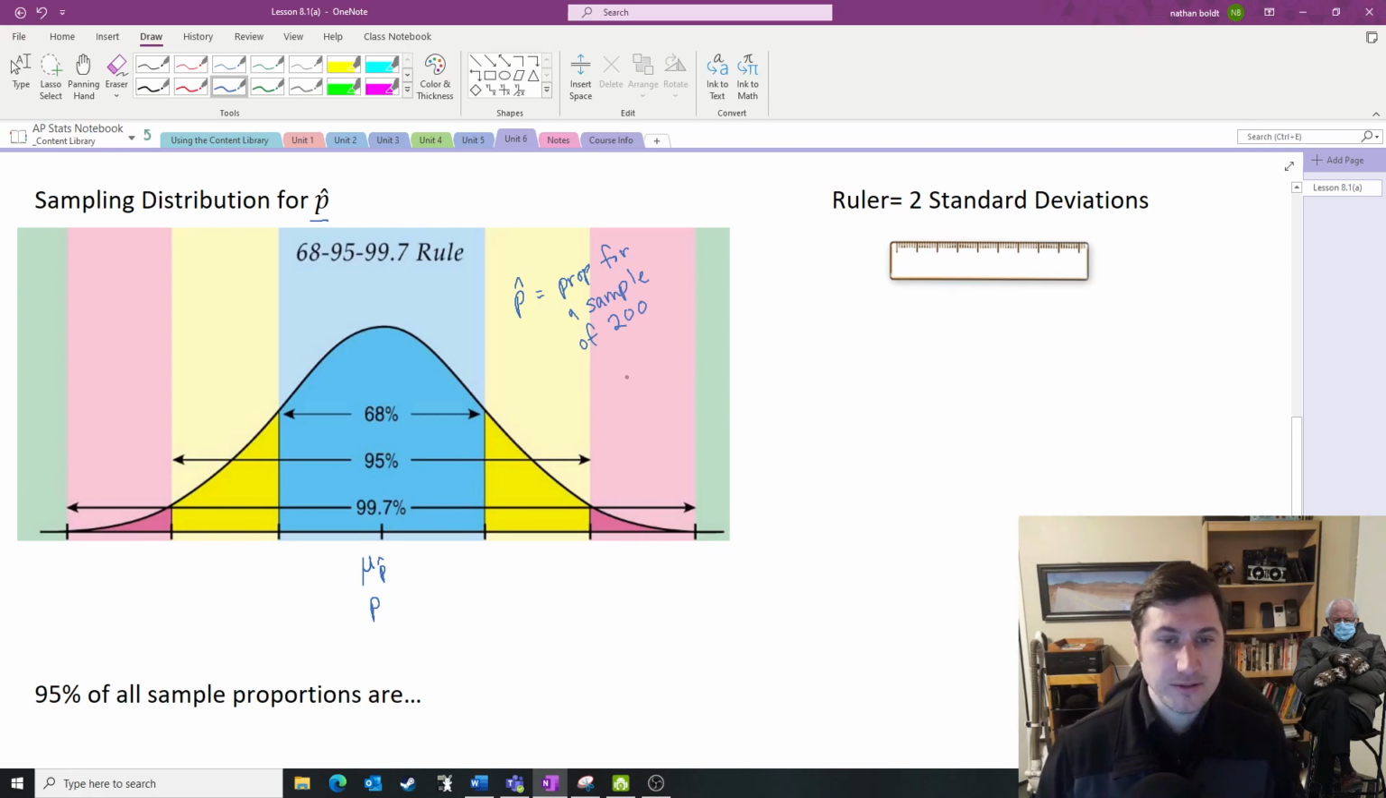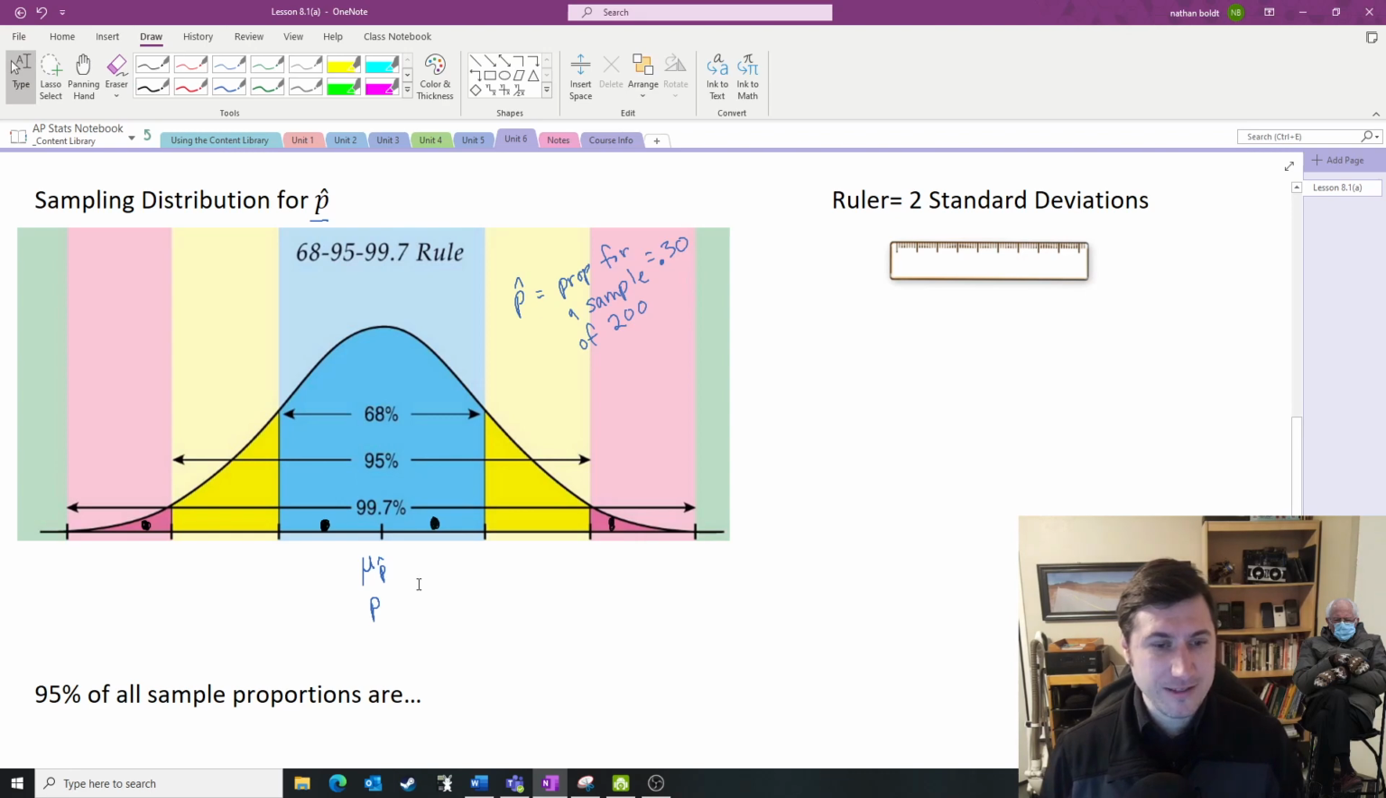The problem is my 30%. I got 30%, and I don't know where that goes. I mean, it could be a little above the population proportion. It could be a little below. There is a chance that it's way down here. There's a chance that it's way up here. I don't know where it actually falls. So what can I do?